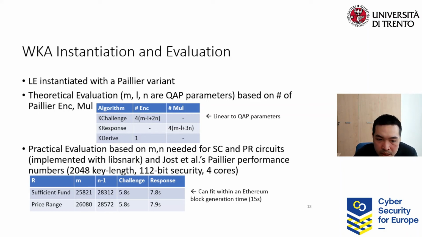For practical evaluation, we estimate the runtime with 2 basic criteria: sufficient fund and price range, as shown in the table before, using the baseline Pailler performance by George et al. and the quadratic arithmetic program generated by LibSNARK. In both cases, the challenge phase requires around 6 seconds and the response phase requires around 8 seconds, which means each phase can be fit within a public blockchain generation time, such as Ethereum, which is 15 seconds. So, witness key agreement does not introduce extra overhead to a public blockchain system.